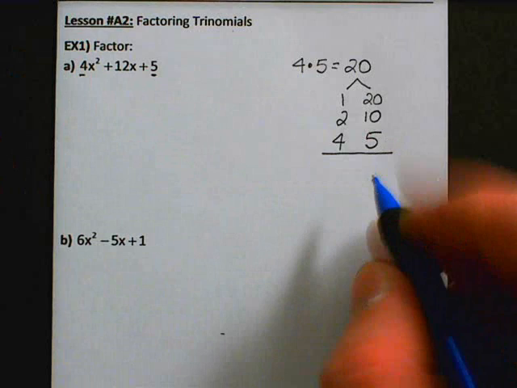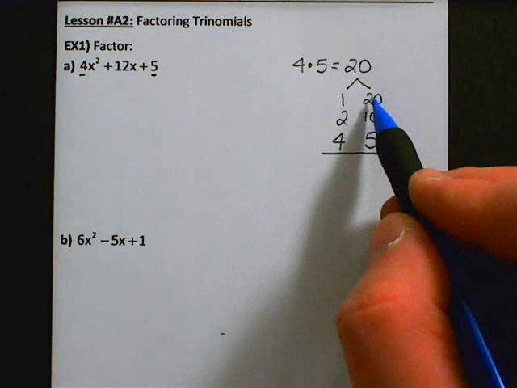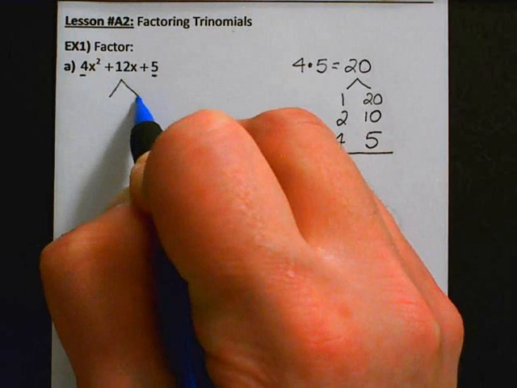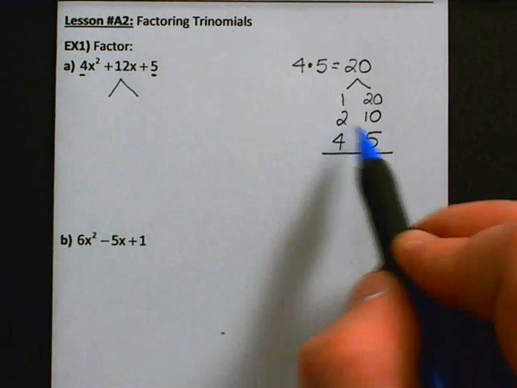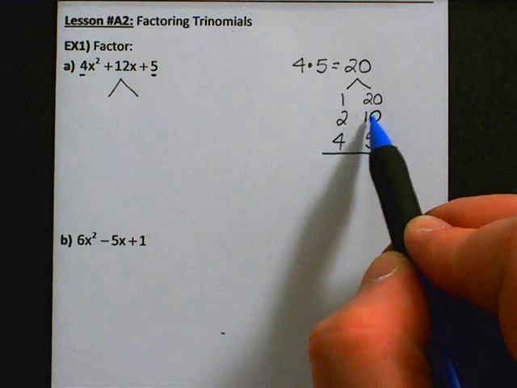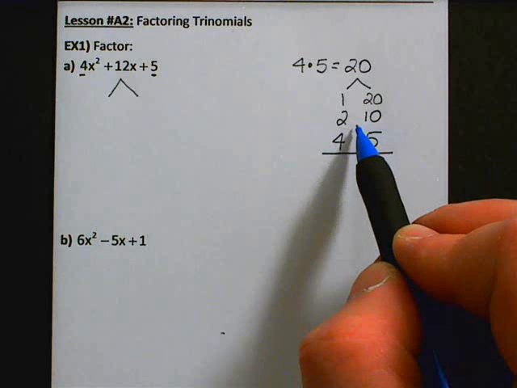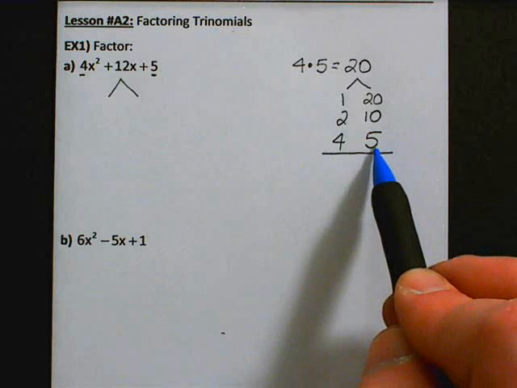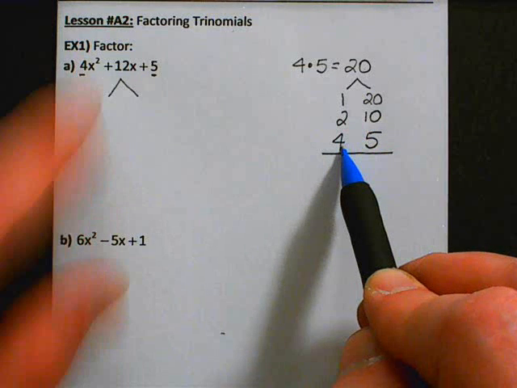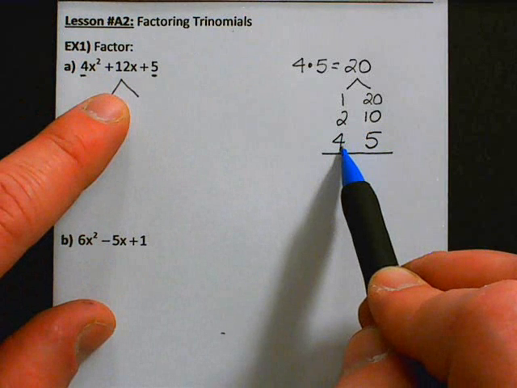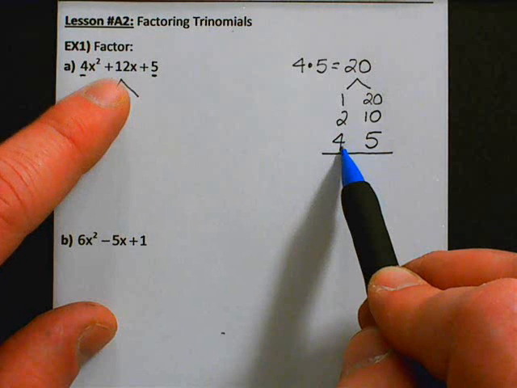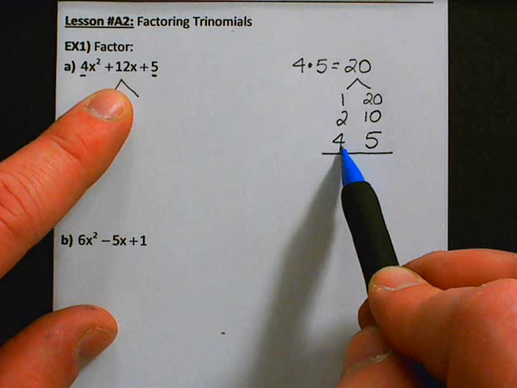Now that we have this list of numbers, we're going to focus our attention on the middle term, and we're going to look for any pairs that when added or subtracted give me the middle term 12. So let's take a look. 5 plus 4, does that give me 12? No, 5 plus 4 gives me 9. How about 5 minus 4? Does it give me 12? No, it doesn't. So we know that these guys don't work.